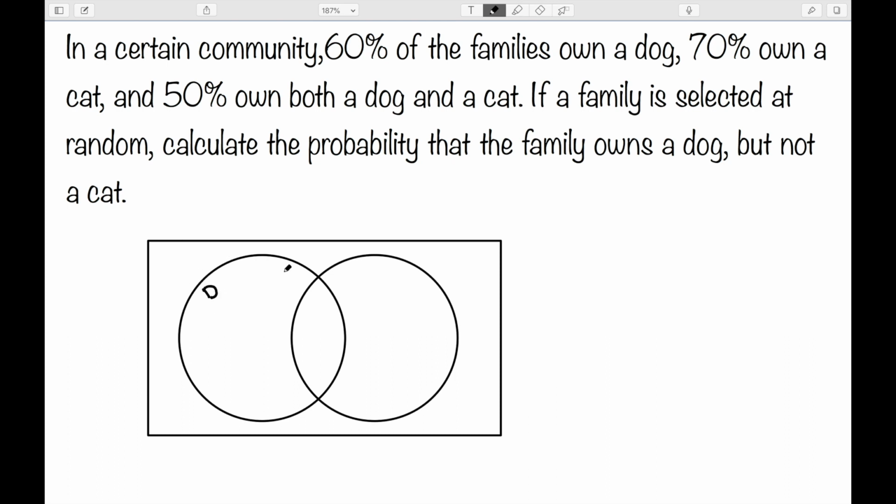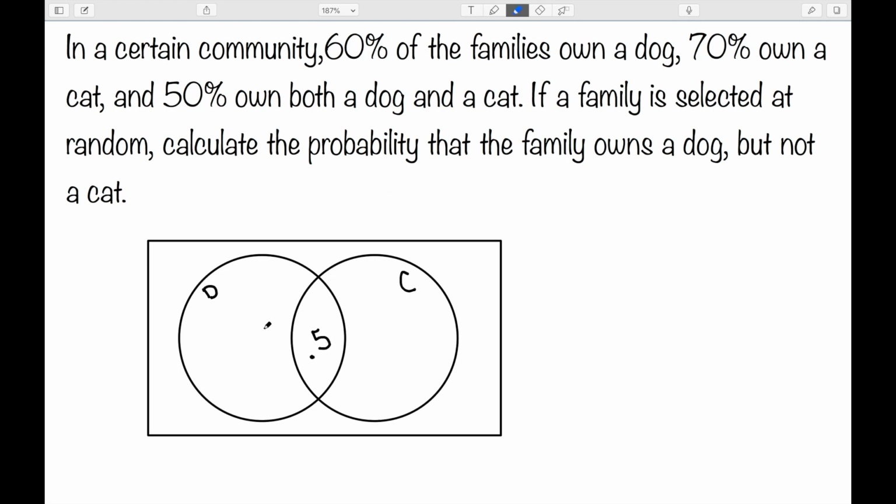So this is going to be my dog, this is going to be my cat. The entire D circle is 60%. The entire C circle is 70%. And we know that 50% own a dog and a cat, so that would be the overlap, 0.5.